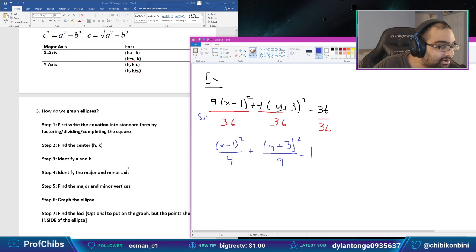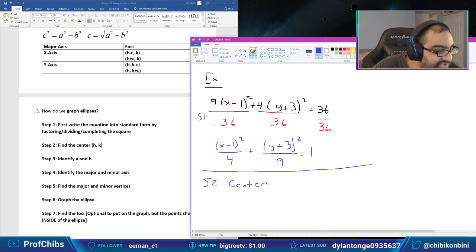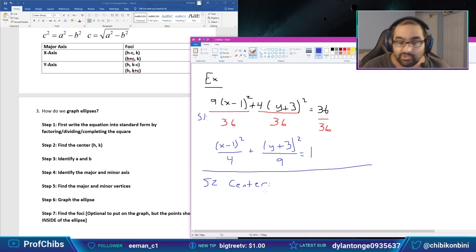Now let's go through the steps here. I have it equal to 1. I don't have any coefficients on the numerator, which is fine. There's ways you can handle that, but not going to handle that right now. Not on this problem, anyway. Let's go to step 2. Step 2 is to identify the center. Step 1 here is the toughest part, just making sure that you do the right thing.